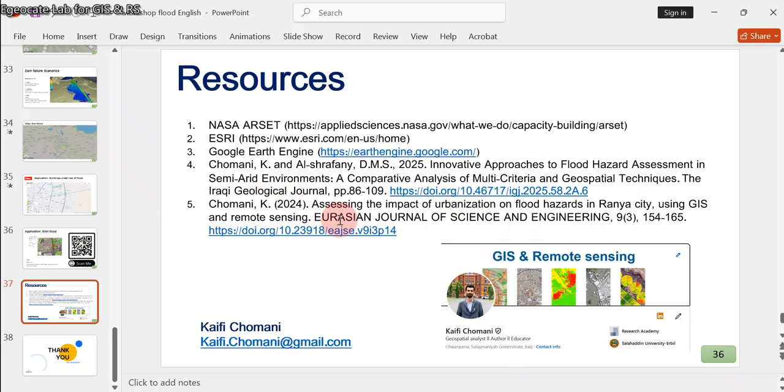And also you can rely on these two papers in which I did some research, and in the future I also have some papers in review. They are not published yet. You can read these papers, in which I mentioned in detail how we can do flood analysis, flood susceptibility mapping, and flood simulation mapping.